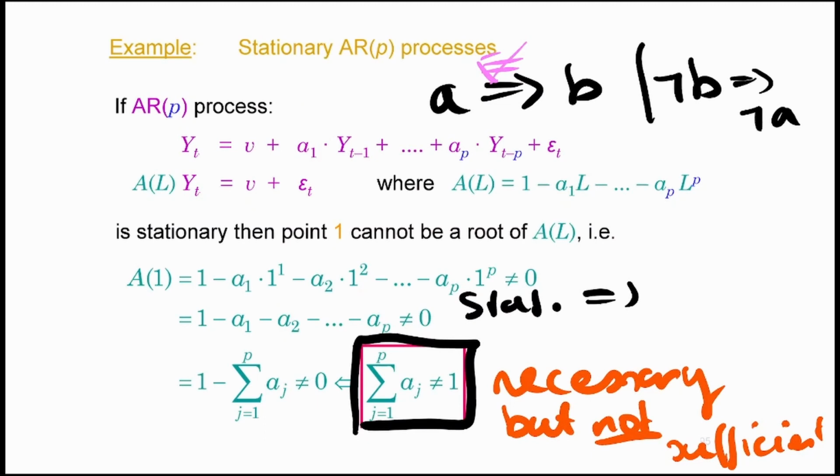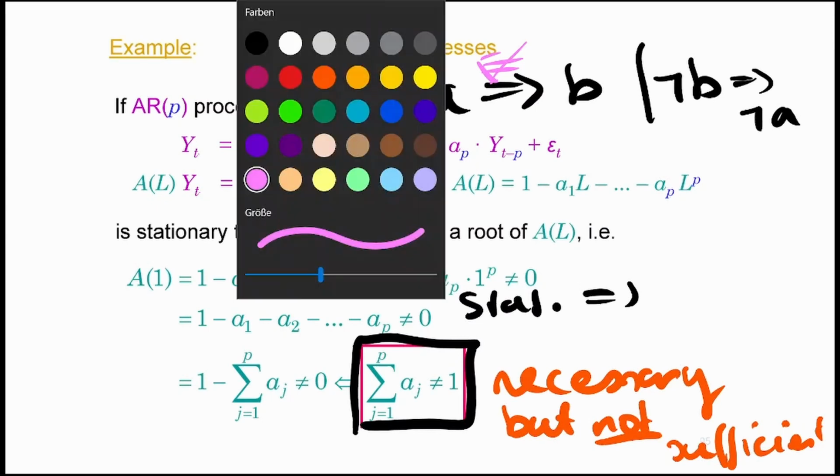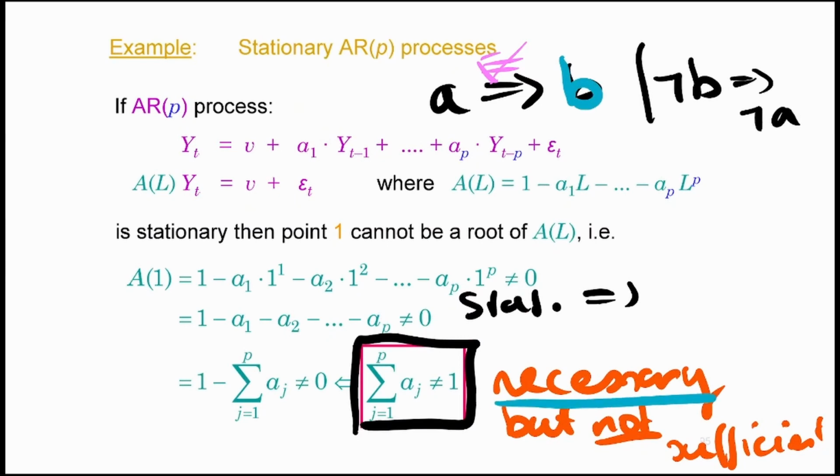If A implies B, then A is sufficient for B, but B is not sufficient for A, and B is necessary for A, but not sufficient. So condition B is necessary, but not sufficient for A. So stationarity implies that the sum of the coefficients cannot be equal to 1. If they are, then the process cannot be stationary. But if they are not, then the process is either stationary or not. So you need to be careful. But maybe you're lucky.